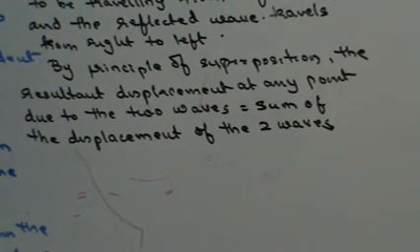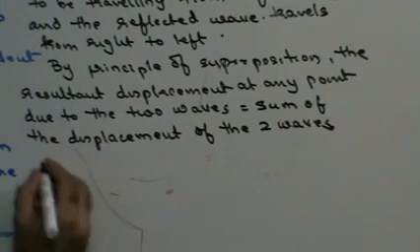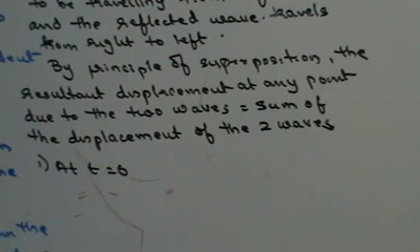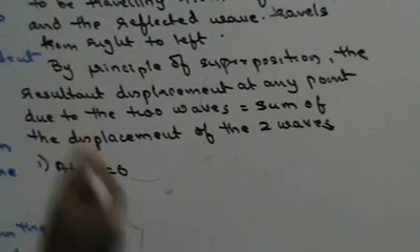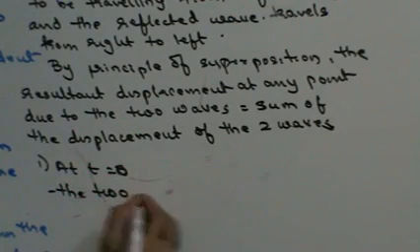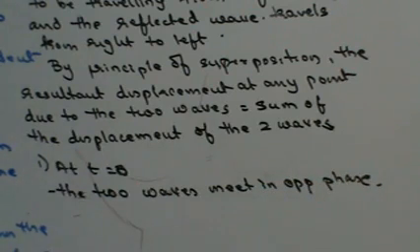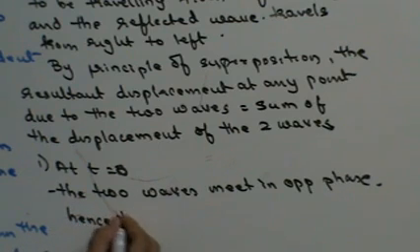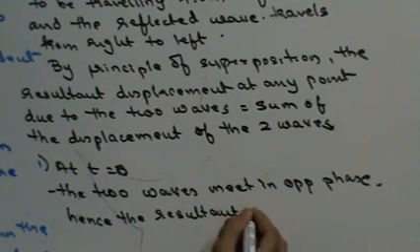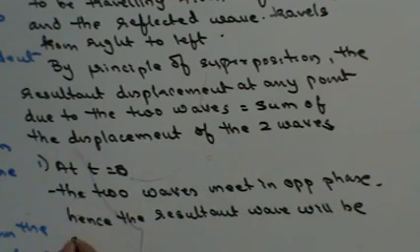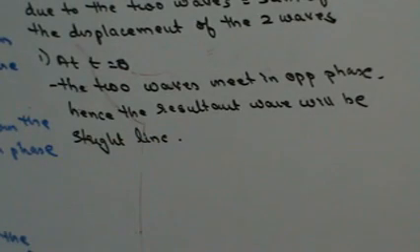Right? Now, let's consider this is your time t is equal to 0. At time t is equal to 0, the two waves meet in opposite phase. So in that case, hence the resultant wave will be a straight line, that is, all the particles of the medium will be in their mean position. So this black center line that I've drawn is going to be the resultant of the two waves.